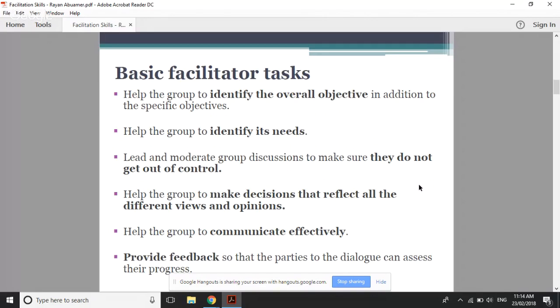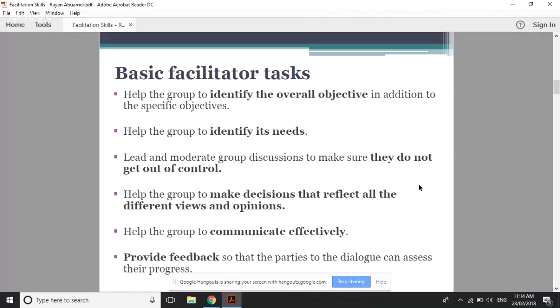All right, so basic facilitator tasks. These are the main facilitator tasks. Number one, when you hold a dialogue session or when you start your event, you need to identify the objectives of your session. What are the objectives of your session, and what are the needs for this session? The more clear you are about your needs for holding this session, the easier it is for you to design the perfect activities to implement this session and get the desired outcomes.